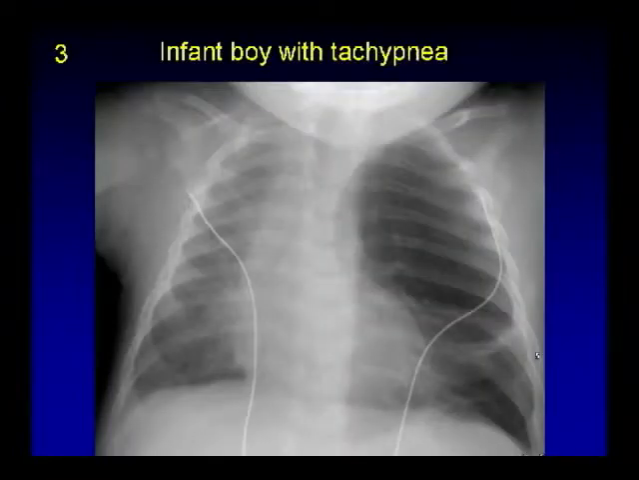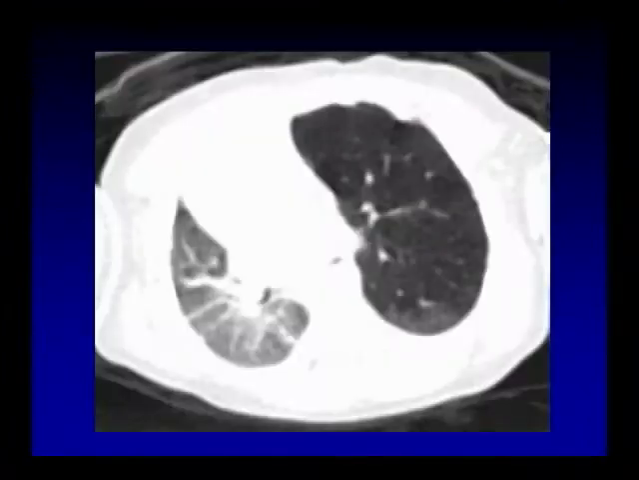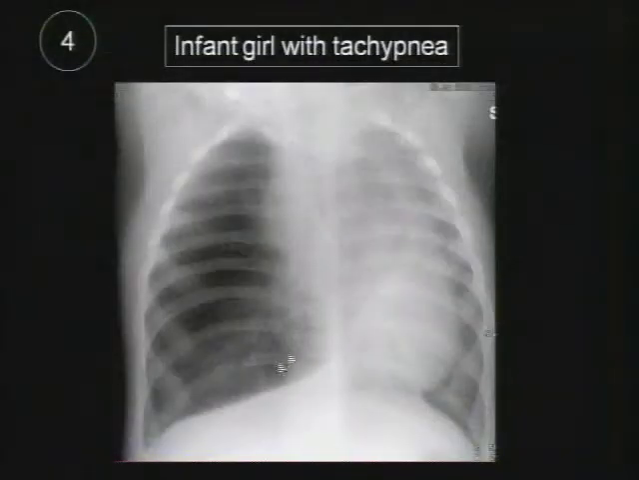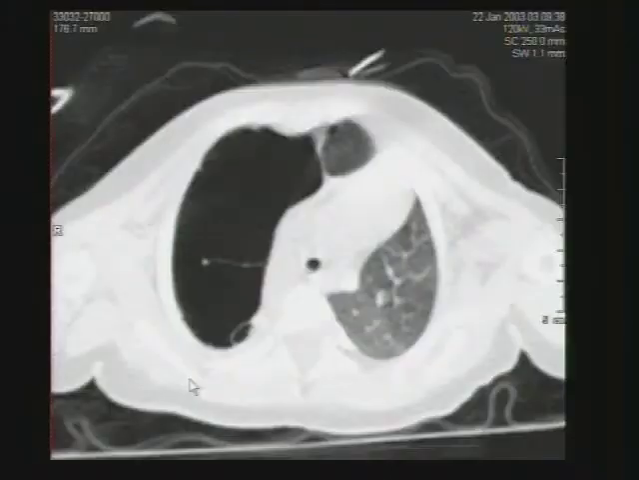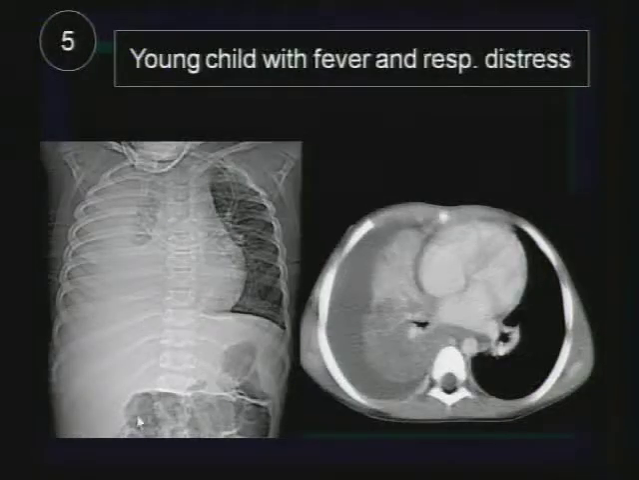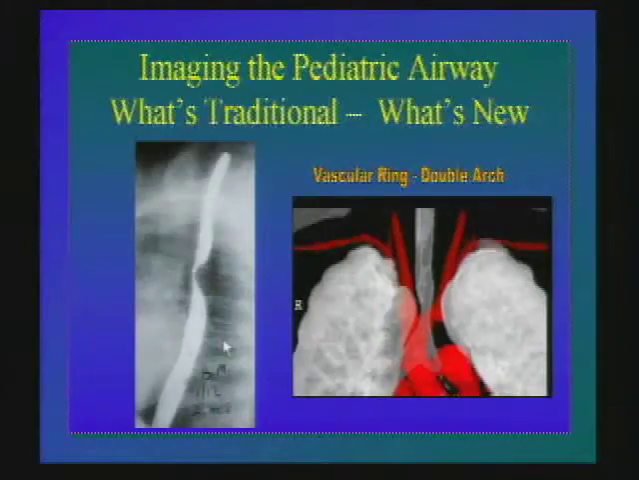Infant boy with tachypnea, some asymmetry in the lungs. We'll see some more imaging later. Here's the CT with the asymmetry very apparent, and another infant also with tachypnea, also with asymmetric aeration and a different appearance on CT. And finally, a child with fever and respiratory distress. Notice some of the observations in this, and we'll discuss it as it comes up in the lecture.